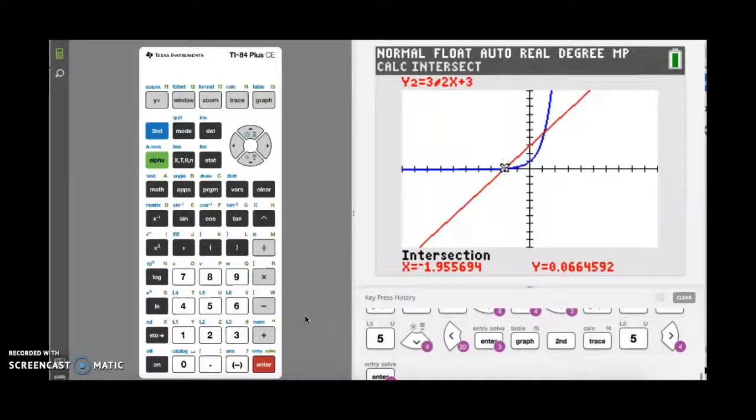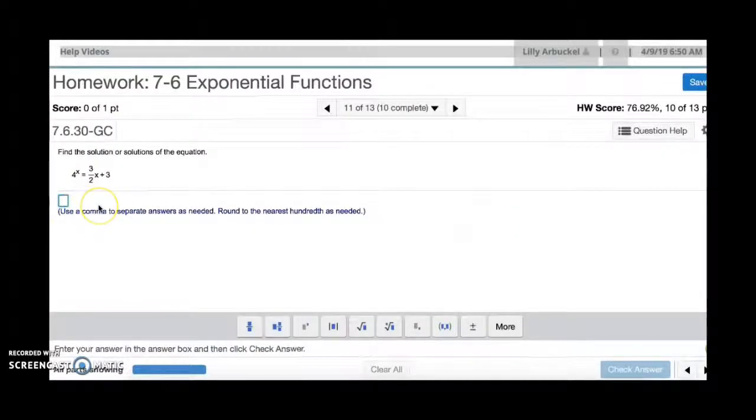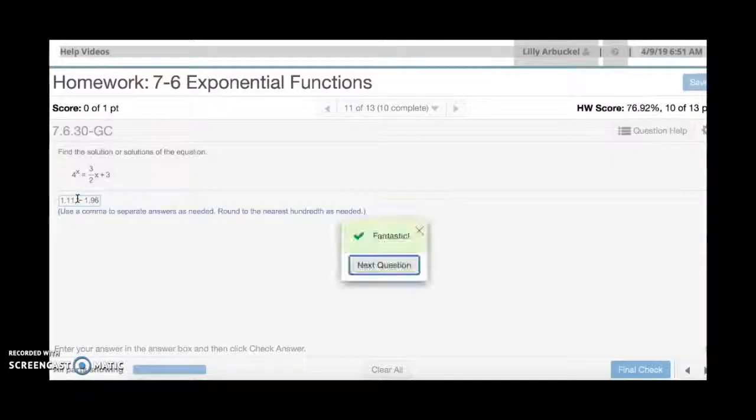On MathXL, it says our solutions are going to be basically the x, because they're the numbers you'll put in for x to make those two equal to each other, basically. So let's type in just the x values. And it says separate my answers with a comma, so 1.11 for the first one, and negative 1.96 for the second one. And that's number 11.